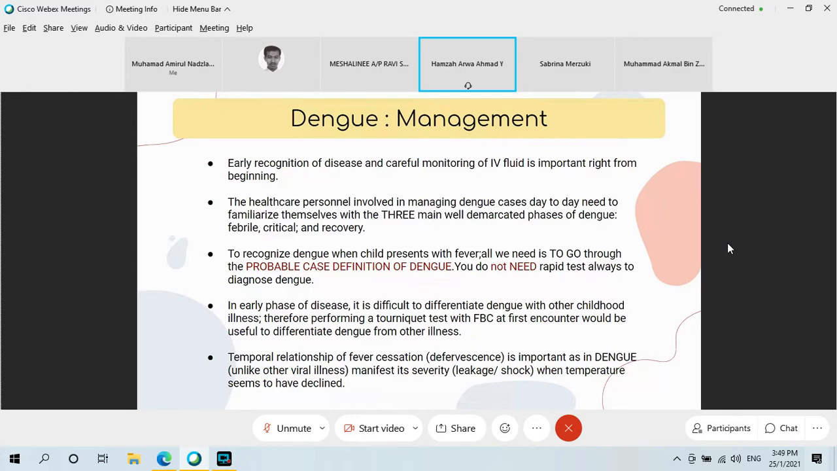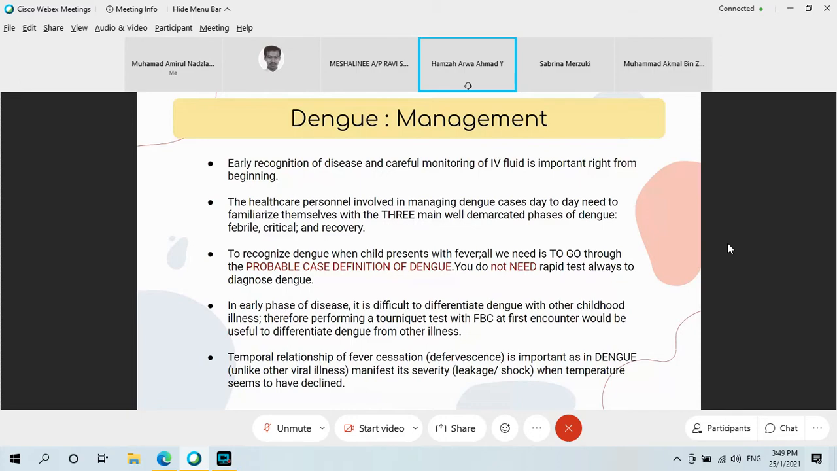The first thing you need to do is establish whether the patient has dengue or not, and then determine the phase of illness that I have mentioned before: the febrile, critical, and recovery phases. And then recognize whether there is a presence or absence of warning signs and severe dengue.